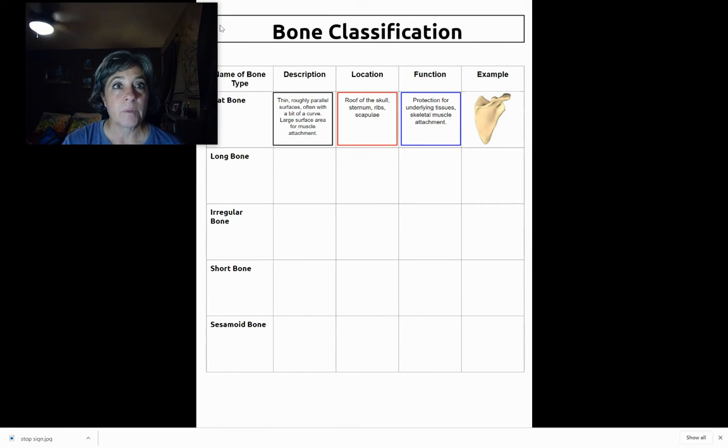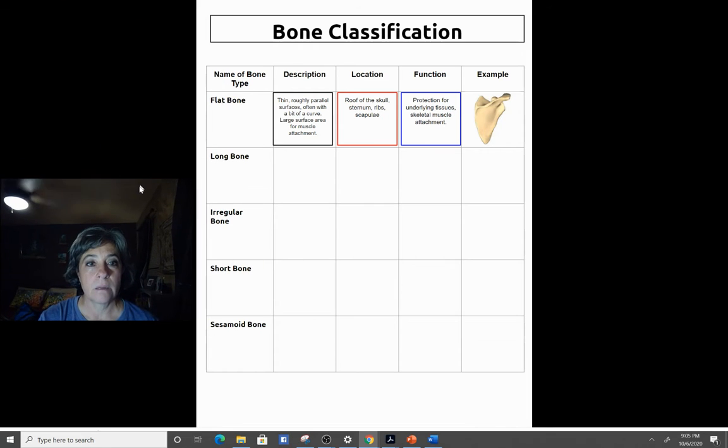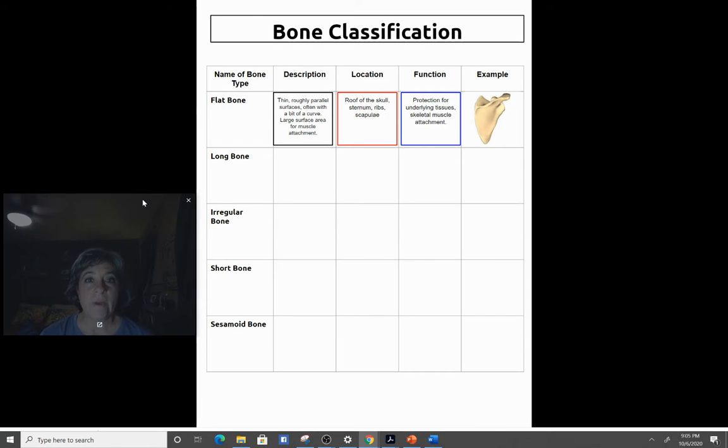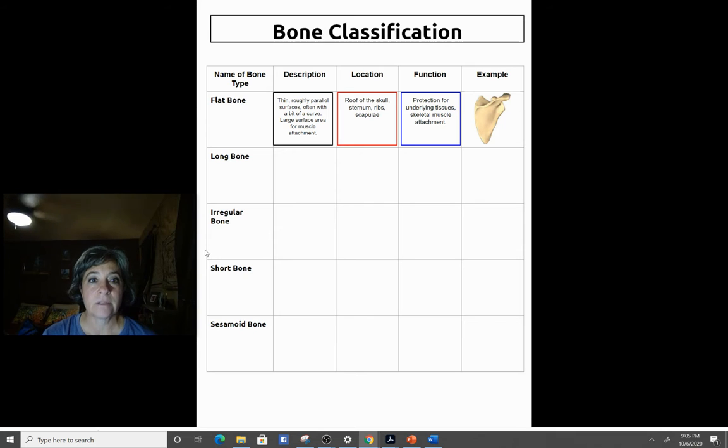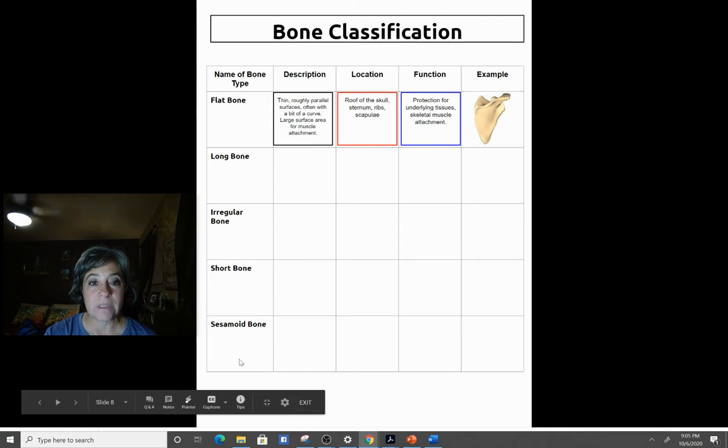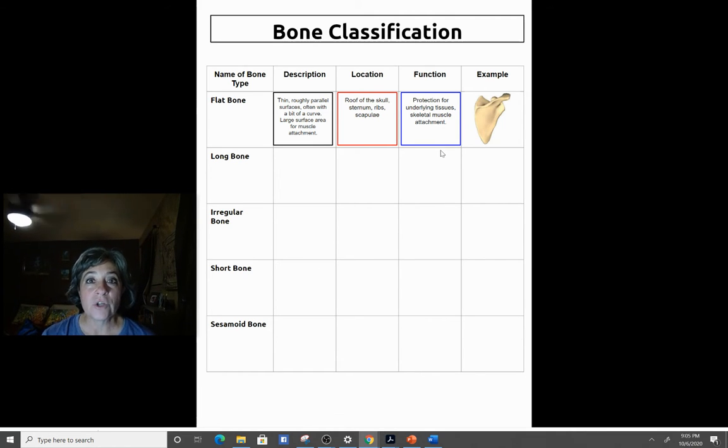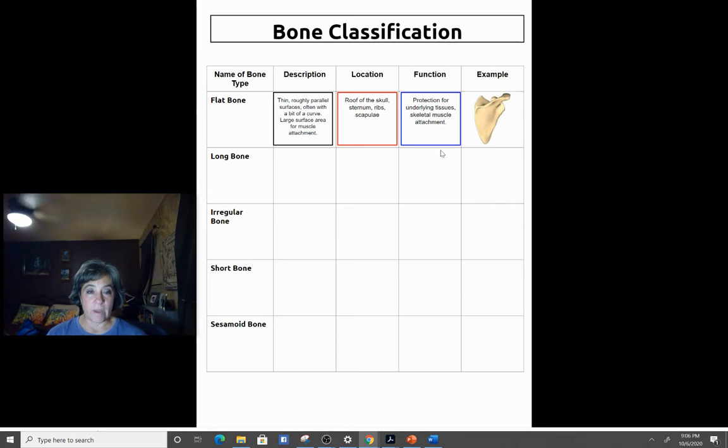This chart you have lists the four main types of bones. This last one, sesamoid bone, is a form of a short bone. So in your notes, you have these squares and the pictures on the margins, so you can just drag and drop those in there. You don't need to worry about typing the answers in this time. The description ones are all in black, location is in red, and function is in blue. And then you have your picture.